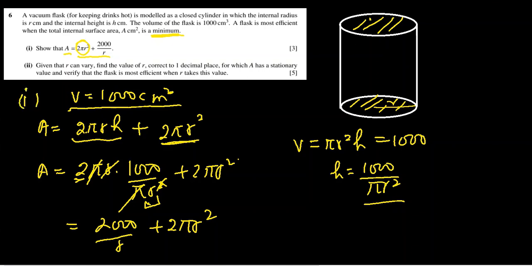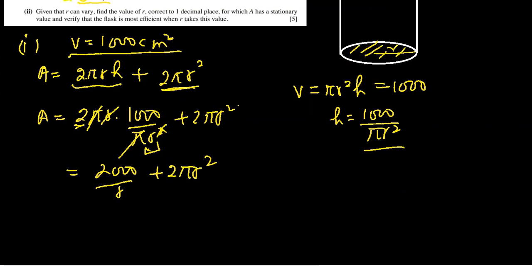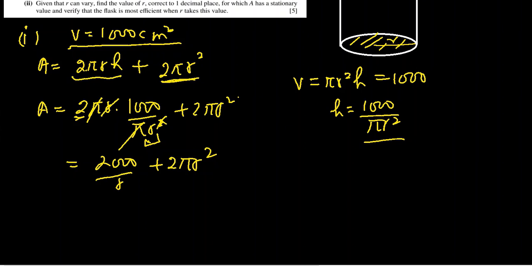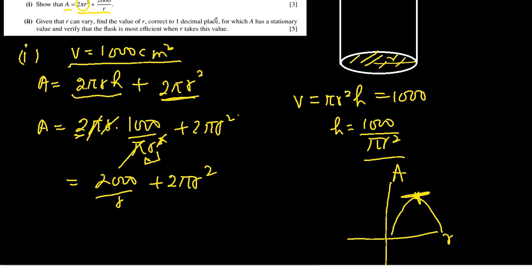Okay, let's go to part 2. Part 2 says that given that r can vary, that means to have minimum surface area, they can increase or decrease the radius. All right, find the value of r correct to one decimal place for which A has a stationary value. So if we draw a graph between the radius and area, there will be something like this. So they're saying this is the stationary value of A, and that's what they are asking us.